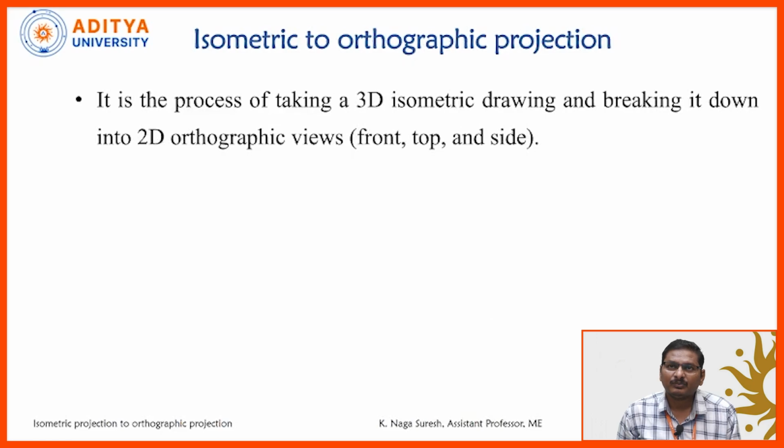So this is the meaning, or definition, of isometric to orthographic projection. It is the process of taking a 3D isometric drawing and breaking it down into orthographic views like front view, top view, side view. These are nothing but isometric to orthographic projection.